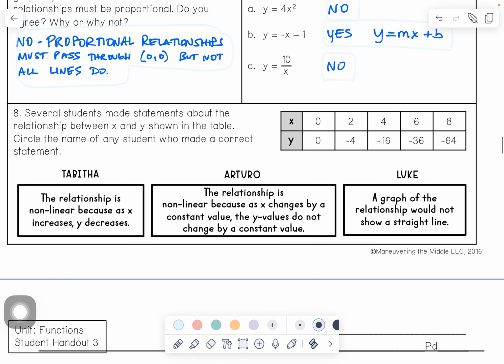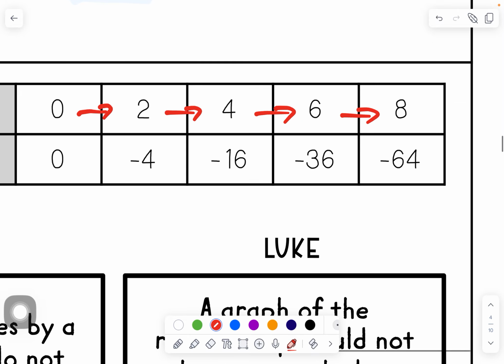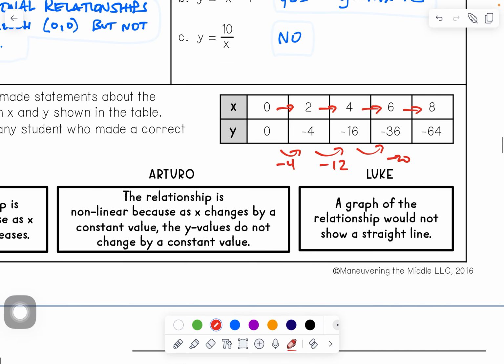Tabitha, right? Relationship is nonlinear because x increases, y decreases. I mean, she's right. X is going up, y is going down, but that's not what makes it nonlinear. That would just be any line with a negative slope. Okay, Arturo says relationship is nonlinear because x changes by a constant number and y does not. Okay, so now Arturo is onto something, right? Because he noticed that the x's are going up by 2, which means the y should be going up by the same number every time, and they're not, right? This is going down 4, this is going down 12, right? This is going down 20, etc. So Arturo, he's got it.